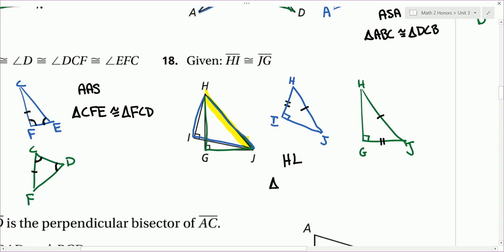And we can say triangle IJH is congruent to triangle, well, I is where the right angle is, so G. And then J, I to J, that's the side length that we don't know. So I'm going to go G to H, and then to J.